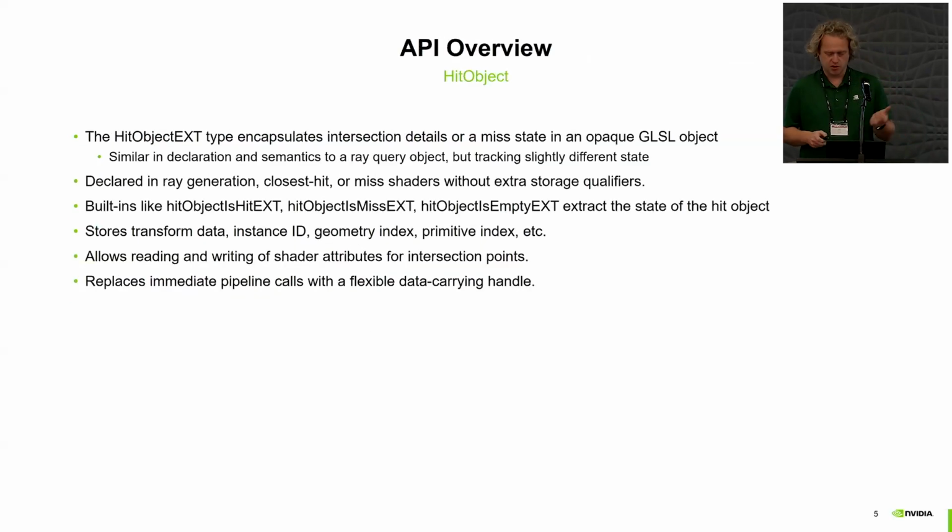Now to go over the overview of the API so that the code examples later will make sense. The hit object is an opaque handle, similar to the ray query object if you're familiar with that one, that encapsulates intersection details and hit or miss state in this object. It can be declared in ray generation, closest hit or miss with no extra storage qualifiers. It's only this hit object.